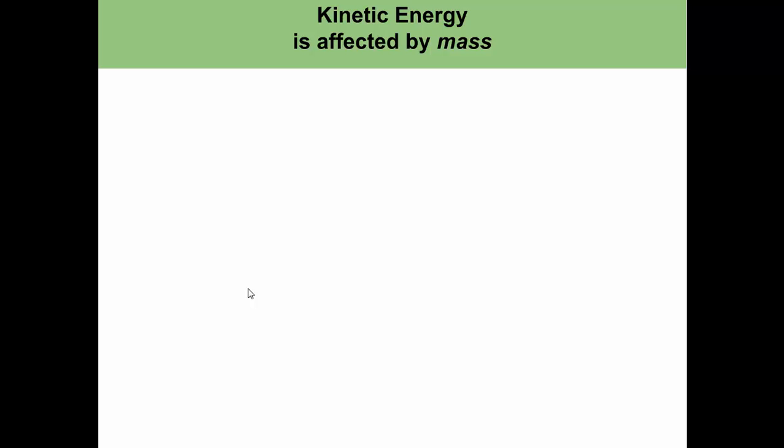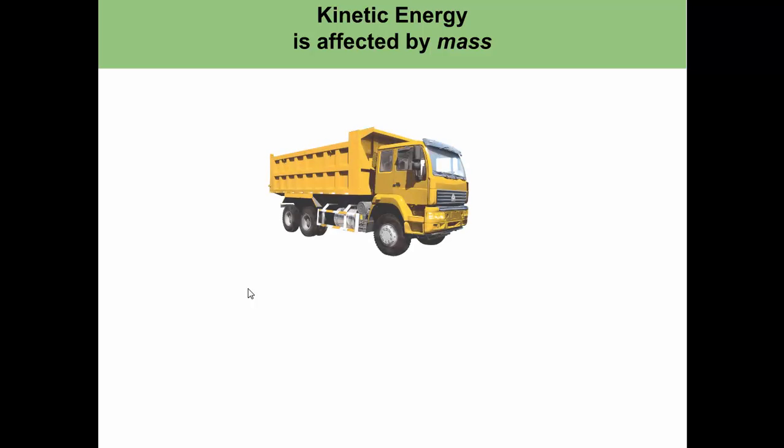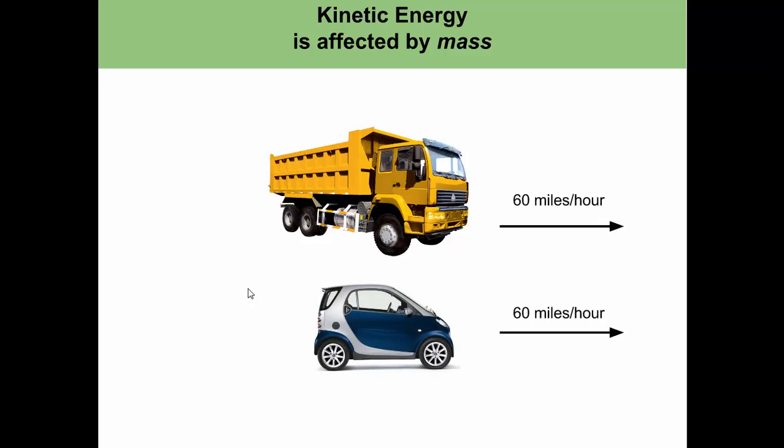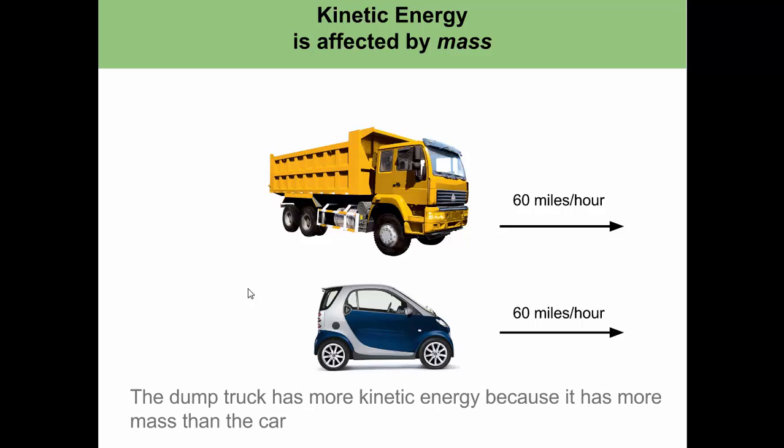Kinetic energy is also affected by mass. So we have our dump truck and we have our smart car. They're each traveling 60 miles per hour. Which one do you think has the most kinetic energy? The dump truck has more kinetic energy because it has more mass than the car.